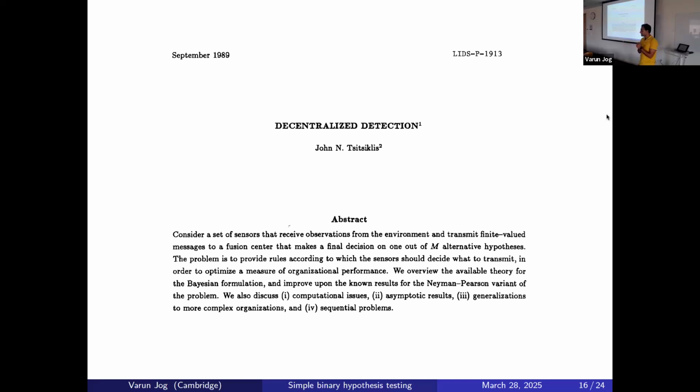So maybe the hypothesis testing problem would be that each sensor is receiving xi from P or Q, and the central server has to determine whether the hypothesis is P or Q. But because of the network form and because of some constraints that the sensors might have, the central server doesn't receive all the information but gets some warbled information, and they still have to decide what it is.